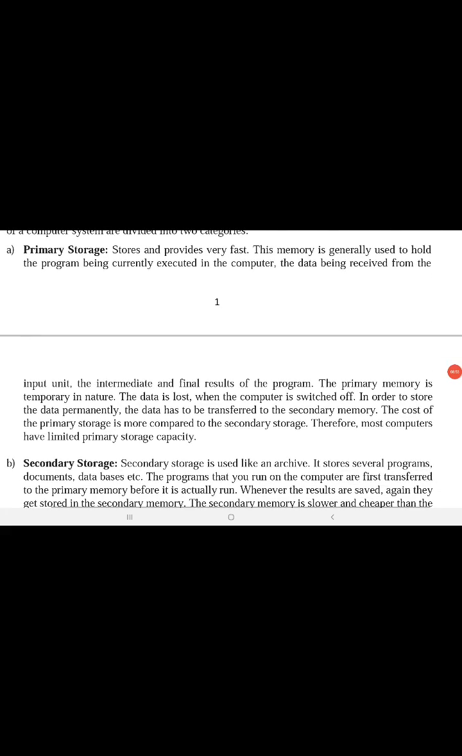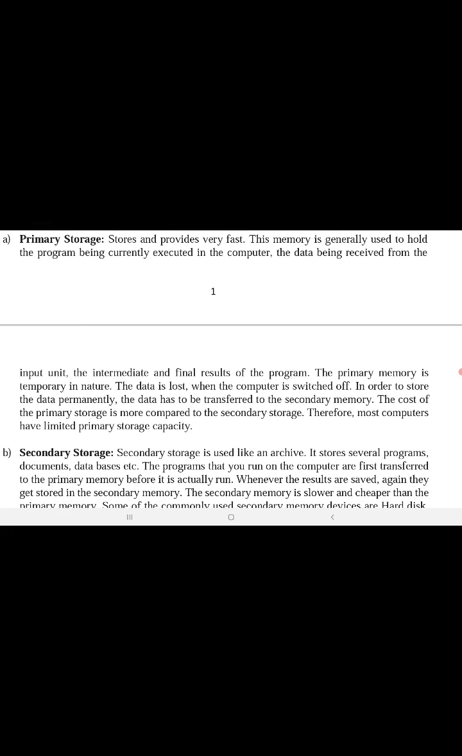So what is a primary storage? It stores and provides data very fast. This memory is generally used to hold the programs being currently executed by the computer, the data being received from the input unit, and the intermediate and final results of the program. The primary memory is temporary in nature. The data is lost when the computer is switched off. In order to store the data permanently, the data has to be transferred to the secondary memory. The cost of the primary memory is more compared to the secondary storage. Therefore, most computers have limited primary storage capacity.